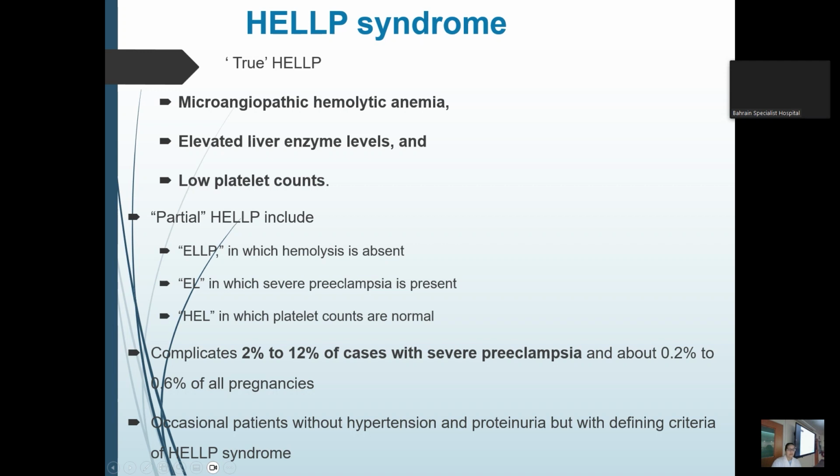This true HELLP syndrome complicates 2 to 12% of the cases with severe preeclampsia and about 0.2 to 0.6% of all pregnancies. Occasional patients without hypertension and proteinuria, but with the defining criteria of HELLP syndrome, can also be seen.